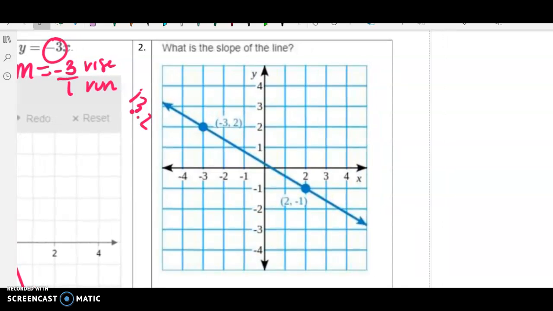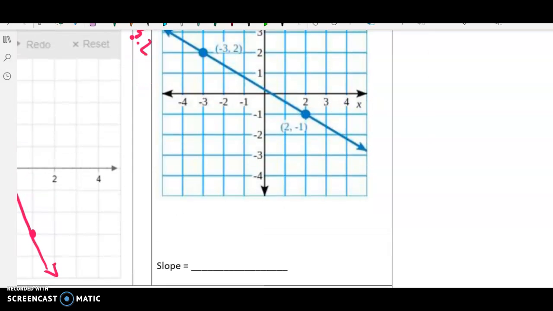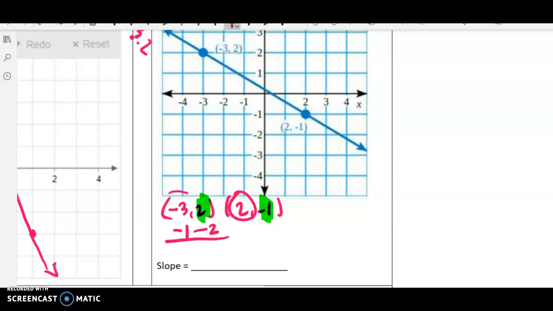All right. For number 2, what is the slope of the line? We are going to use our 2 points. So we have -3, 2, and 2, -1. So remember, we take our y's and we subtract them. So we have -1 minus 2 over our x values. So 2 minus -3, which turns that to a plus sign.